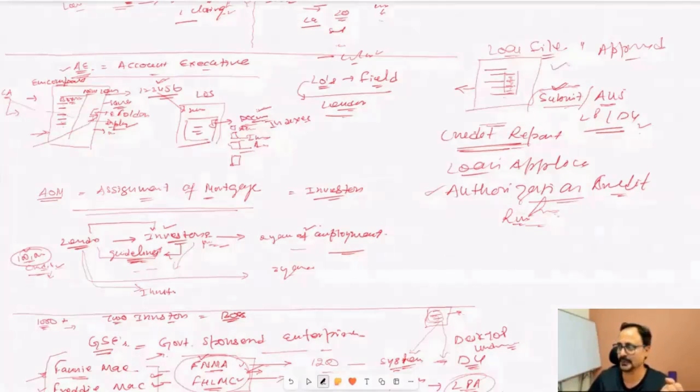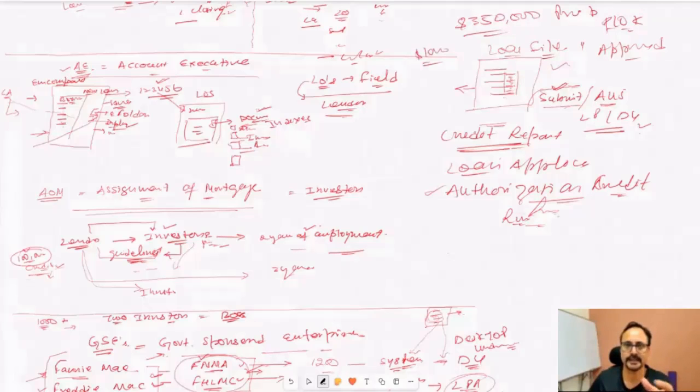You told me I'm going to buy a 350,000 property. Now I'm making $10,000 per month. My total expenses on the credit report, you can see, are only $1,000. Now tell me how much loan amount I can get approved for.